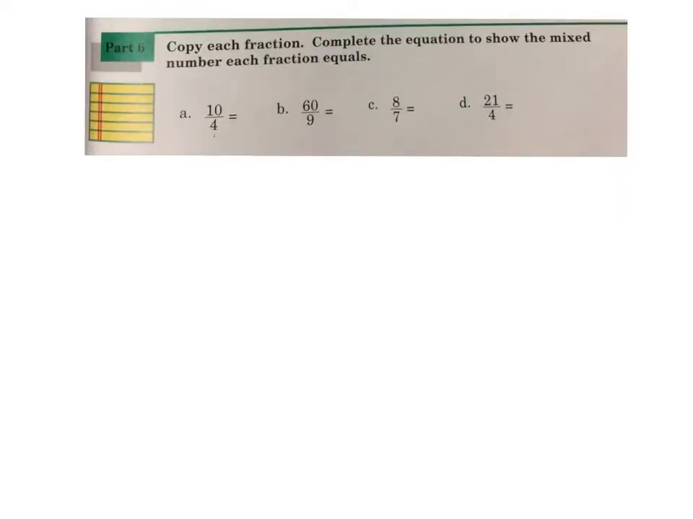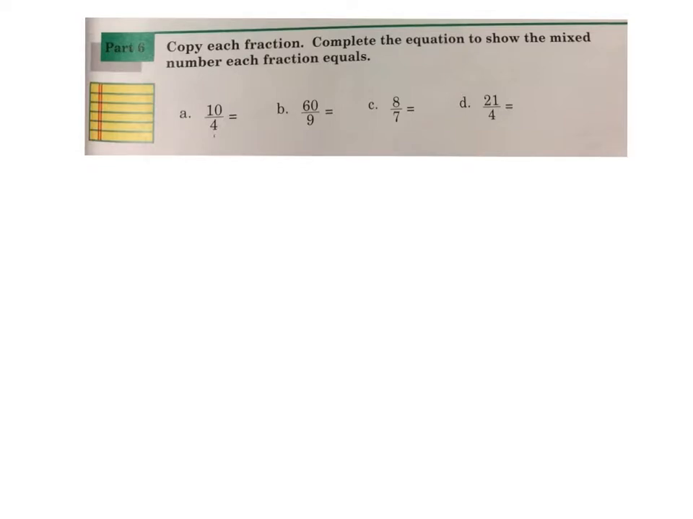So in order to solve for part 6, you have to copy each fraction and then complete the equation to show the mixed number that the fraction equals. So in order to do that, I have to ask myself, how many times does the bottom number go into the top number? How many whole times can it go in? And then that'll be my whole number. And then I'm going to have a fraction after it to show how many left over.